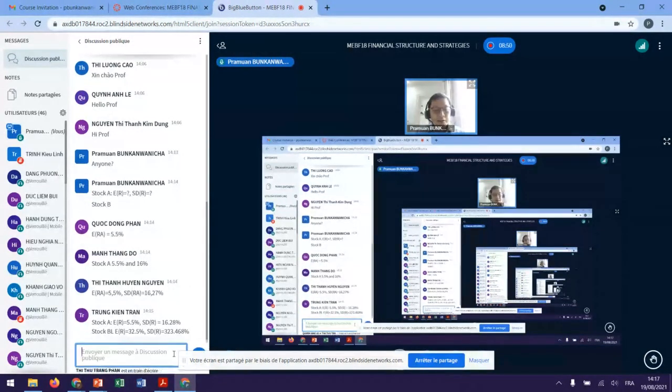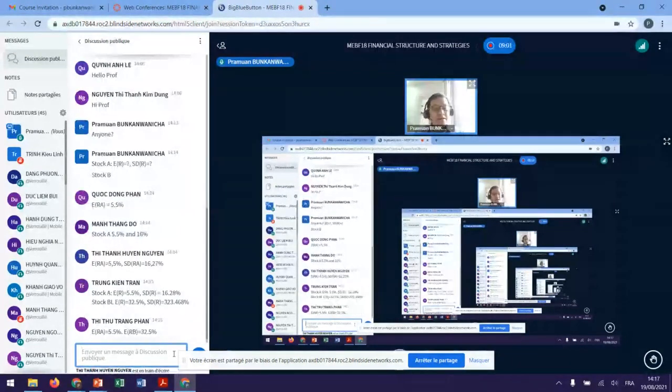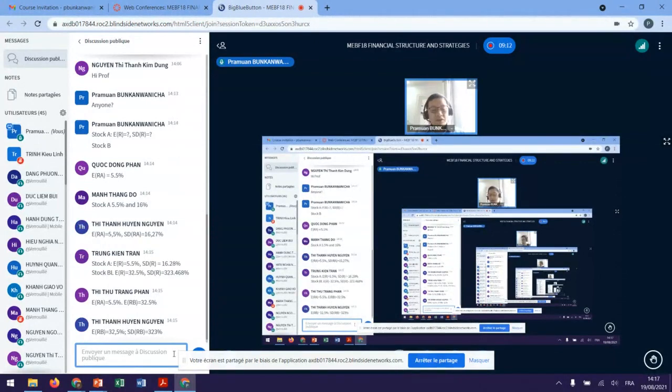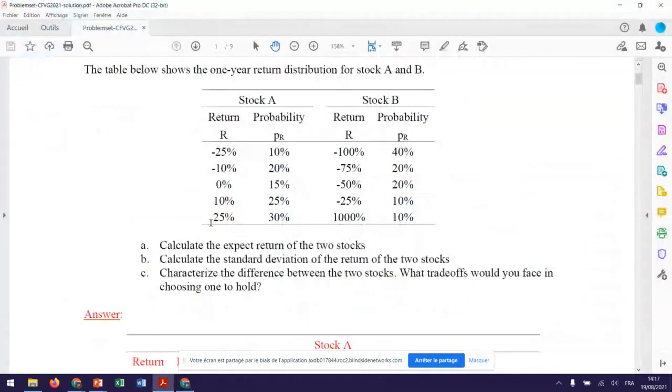The stock A has the expected return of 5.5% and volatility of 16.27%, whereas the stock B expected return is 32.5% and standard deviation of volatility of the stock B is 323.747%. Okay, thank you so much. So it is perfect. You are great.